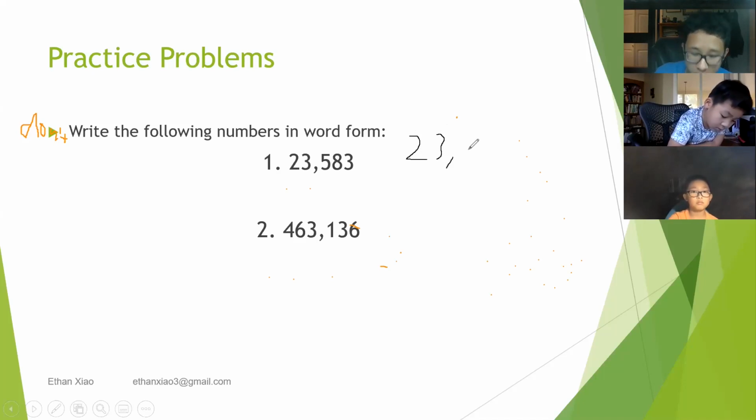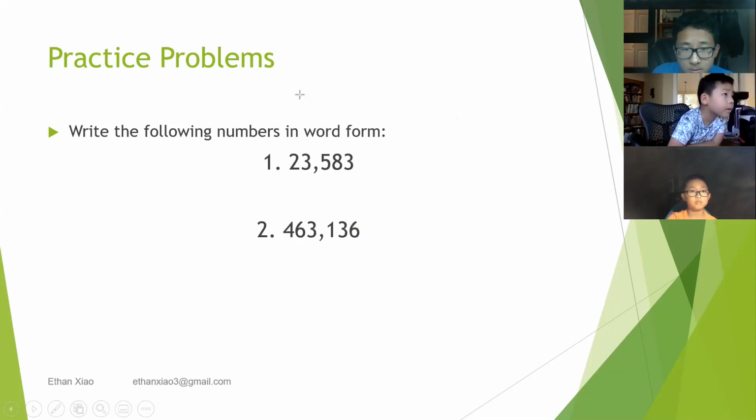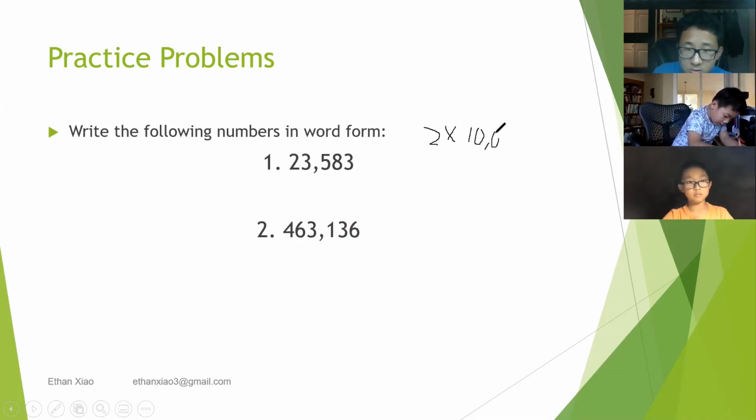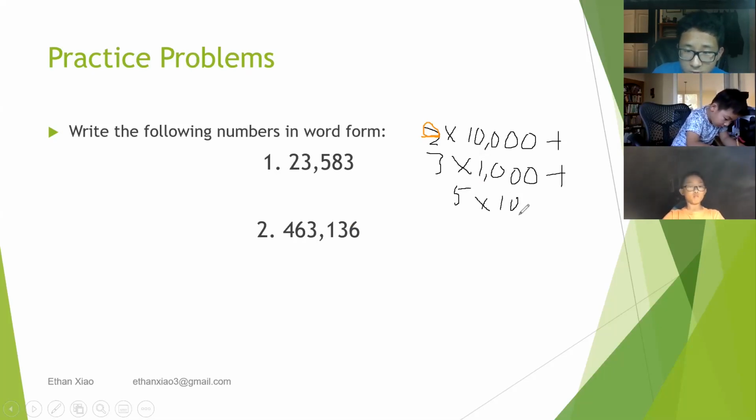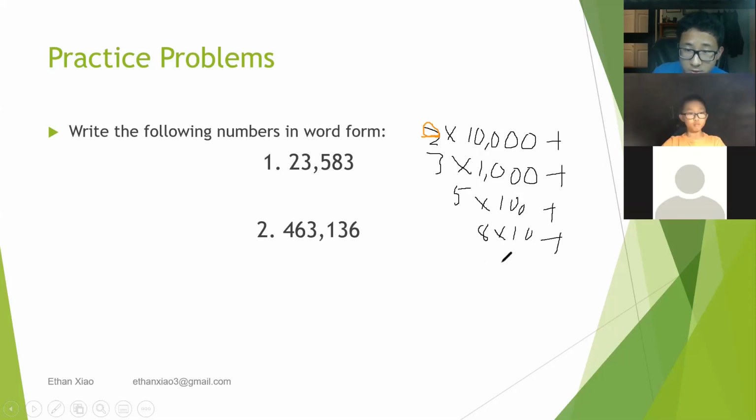23,000. So the answer is 2 times 10,000 plus 3 times 1,000 plus 5 times 100 plus 8 times 10 plus 3 times 1. And this is the expanded form, but it's not actually the word form.